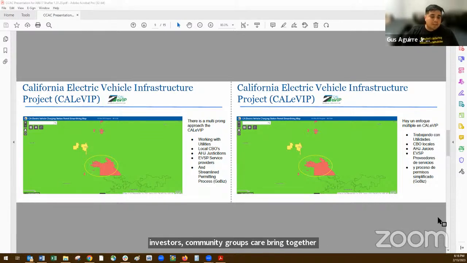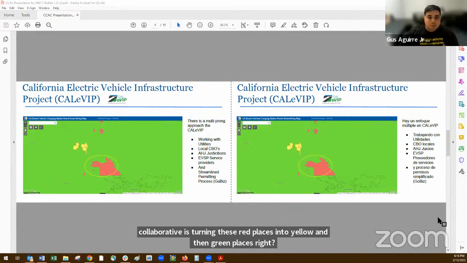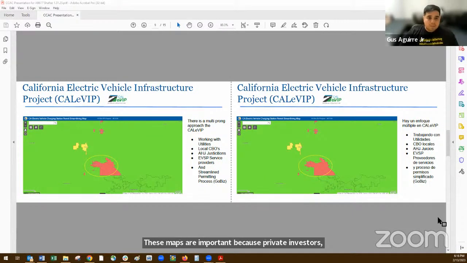And so part of our responsibility at the Asthma Collaborative is turning these red places into yellow and then green places, right? These maps are important because private investors, public entities, public investments are going to be rolled out in the millions and millions of dollars in communities that primarily are green, that are ready to be streamlined in permitting, right? What you guys are looking at is a community, the red is the city of Shafter. That's the yellow circle around it. Wasco is up in yellow, and then Delano is in green, and then in red, I'm sorry, and the whole green around it is the county of Kern. So the county of Kern actually is streamlined for this infrastructure to be rolled out.